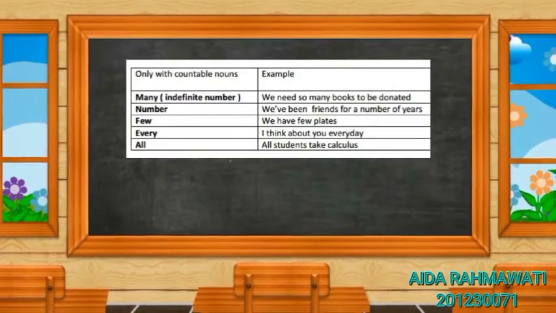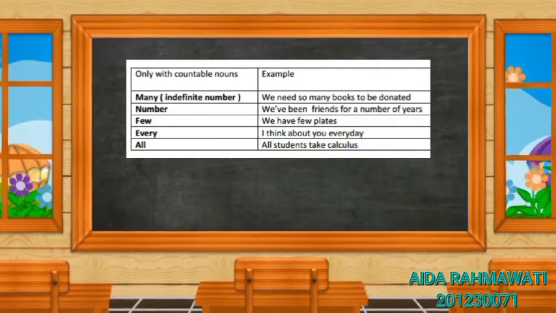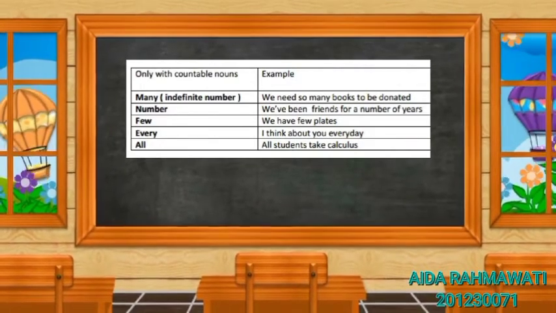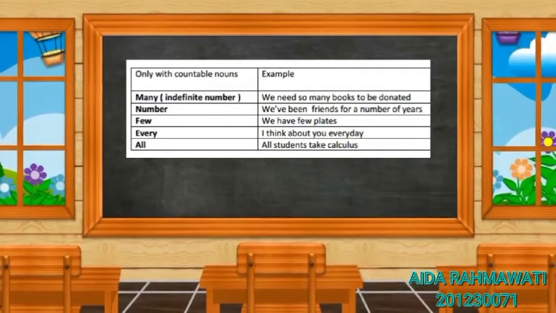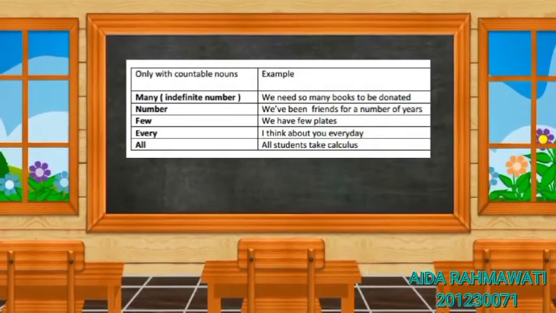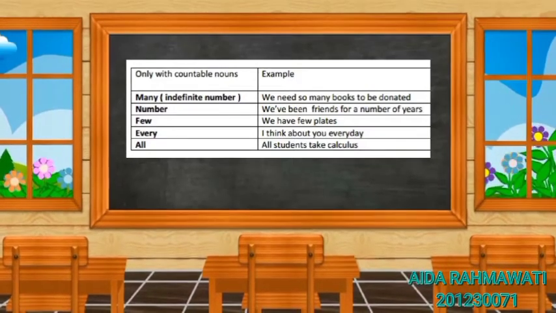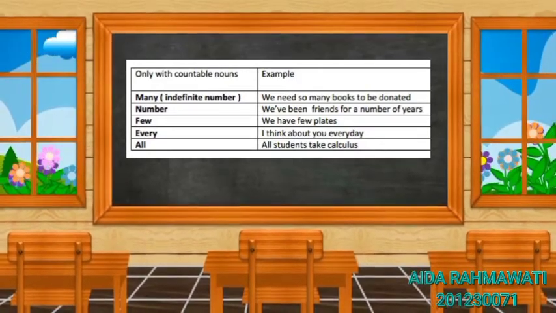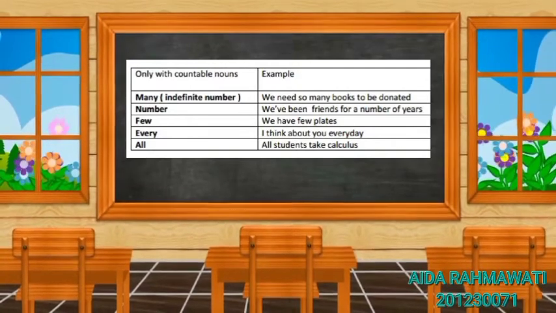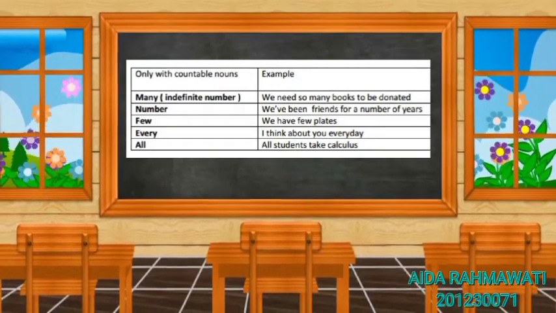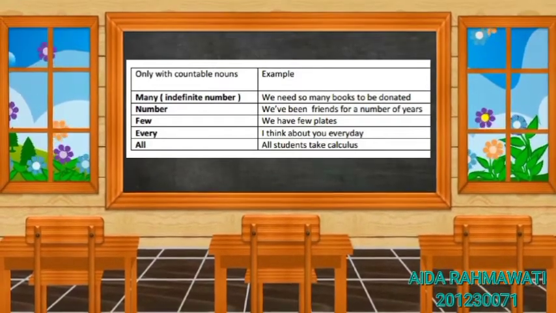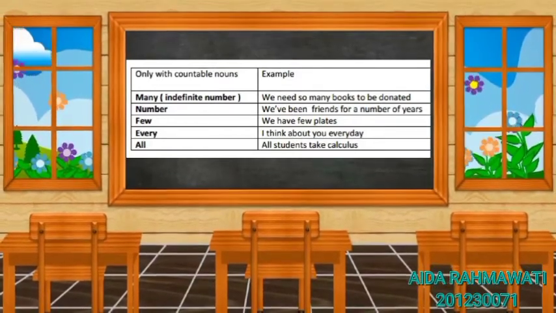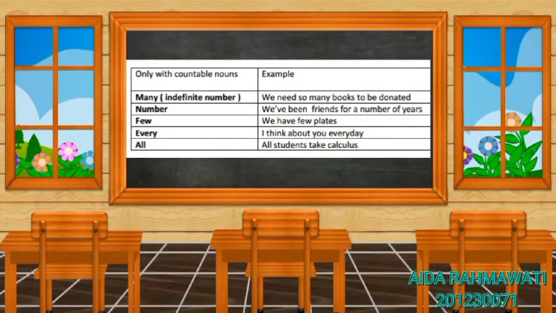First, many, an indefinite number. Example, we need so many books to be donated. The second, a number of. For example, we have been friends for a number of years. Third, few. Example, we have few letters. The fourth, every. For example, I think about you every day. And the last, all. For example, all students take a calculator.